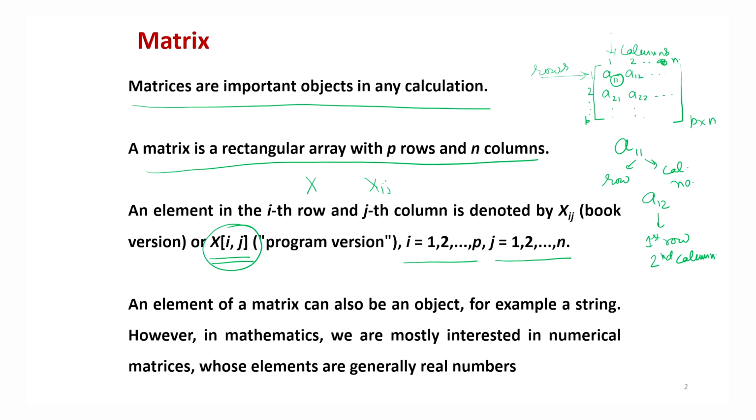Now, when we are trying to deal with the matrix operation in any software or in any programming language like R, then the element of this matrix can be an object. For example, that can be a number, that can be a string. But in mathematics, when we are trying to do the mathematical operation, then usually we are interested in the numerical matrix. Numerical matrix means all the elements in the matrix should be some numbers. They should not be characters.